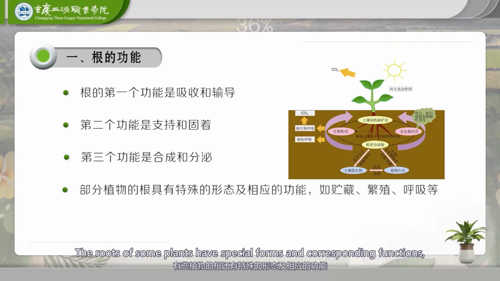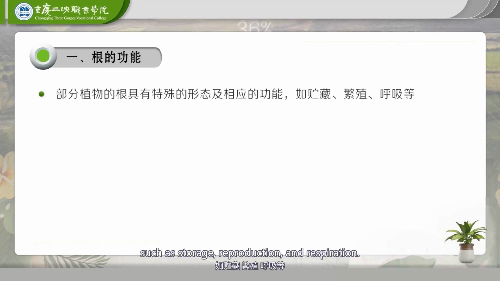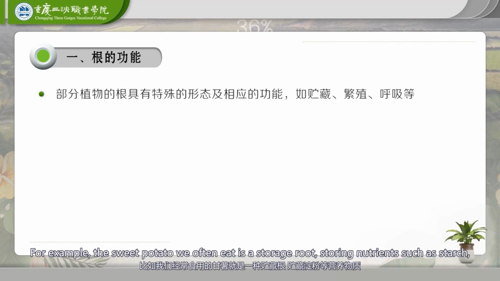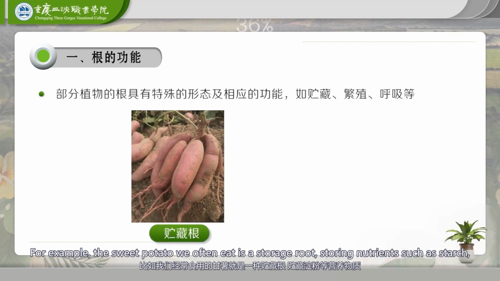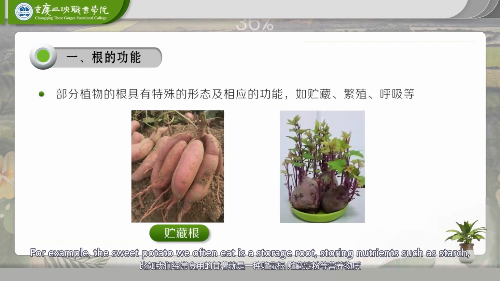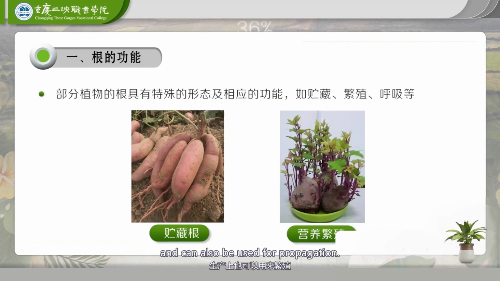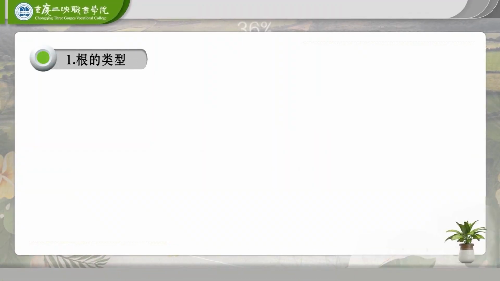The roots of some plants have special forms and corresponding functions, such as storage, reproduction, and respiration. For example, the sweet potato we often eat is a storage root, storing nutrients such as starch, and can also be used for propagation. Let's look at the shape of the root. The first is the type of root.